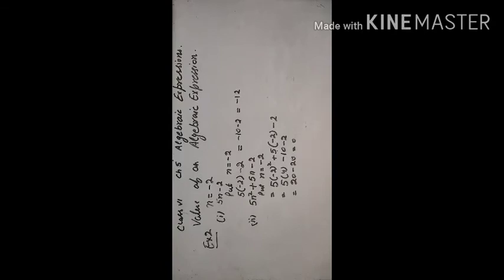Next part is n square... 5n square plus 5n minus 2. Put n is equal to minus 2. 5 into 4 is 20. Minus 10 minus 2 is minus 12. Here this is not a multiplication, this is subtraction. So 20 minus 12, the answer is 8.